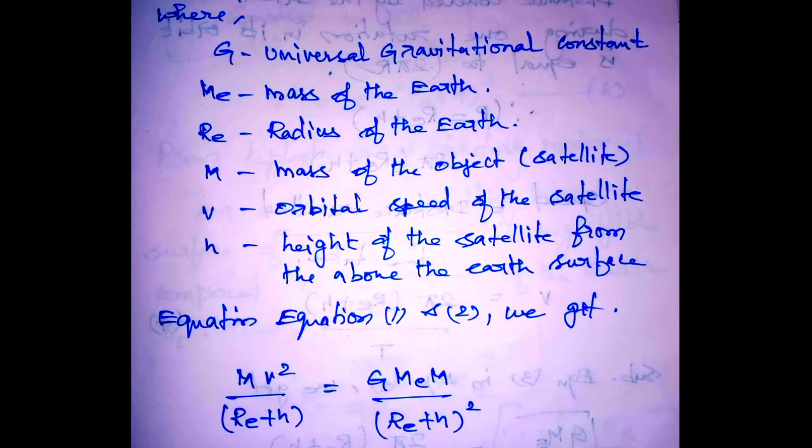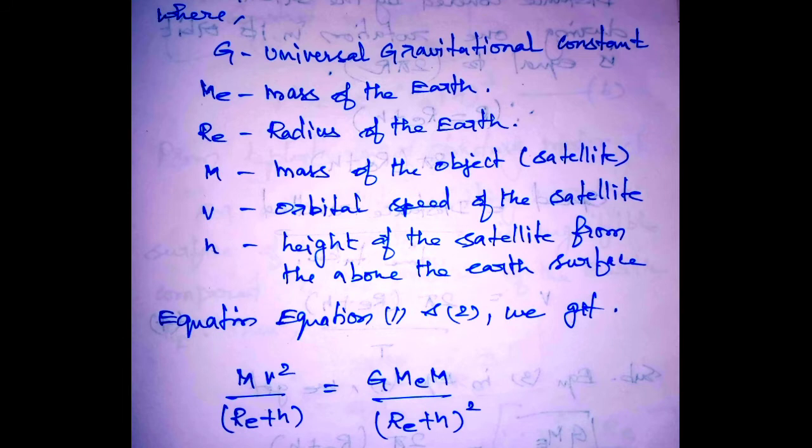Here in these two equations we are using some important terms, where capital G is the universal gravitational constant, capital ME represents the mass of the earth, capital RE represents the radius of the earth, m represents the mass of the object, that is the satellite, v represents the orbital speed of the satellite, and h represents the height of the satellite above the earth's surface.